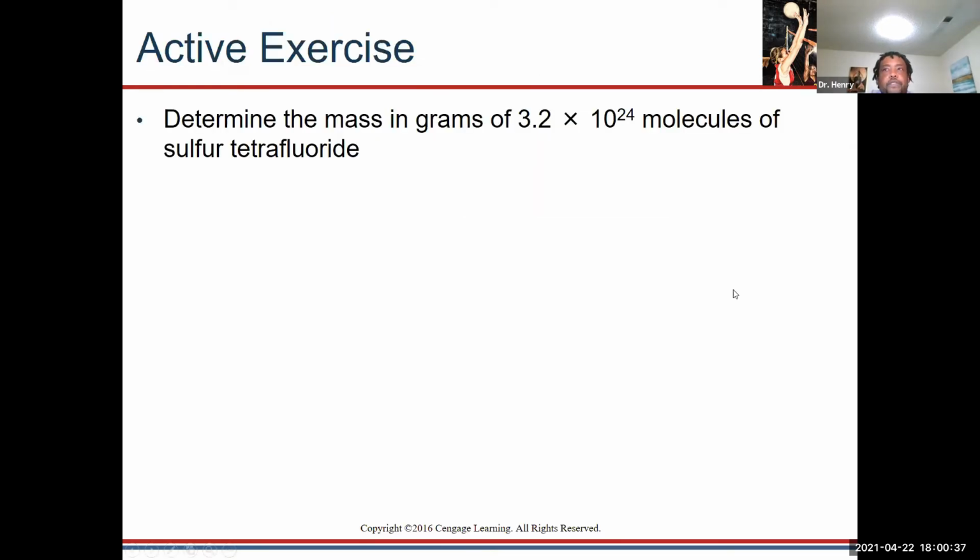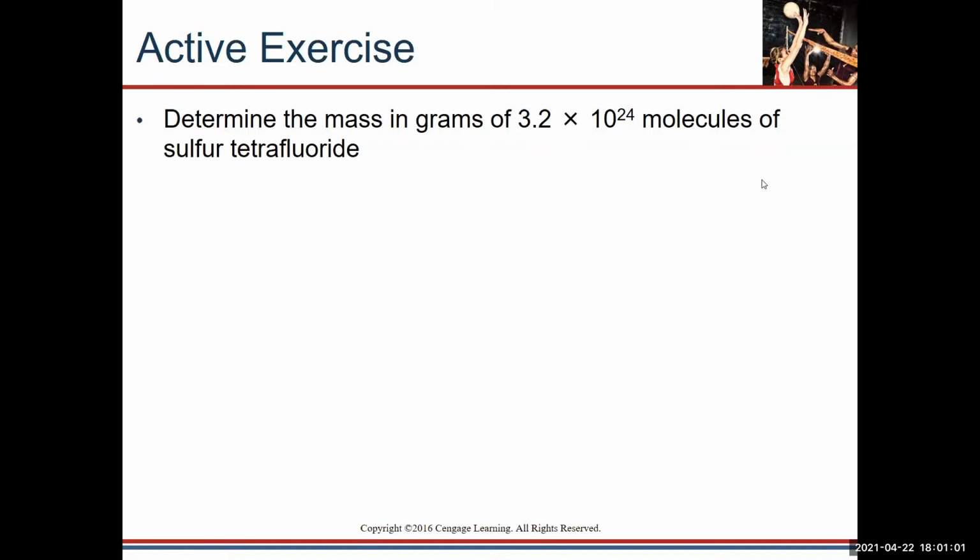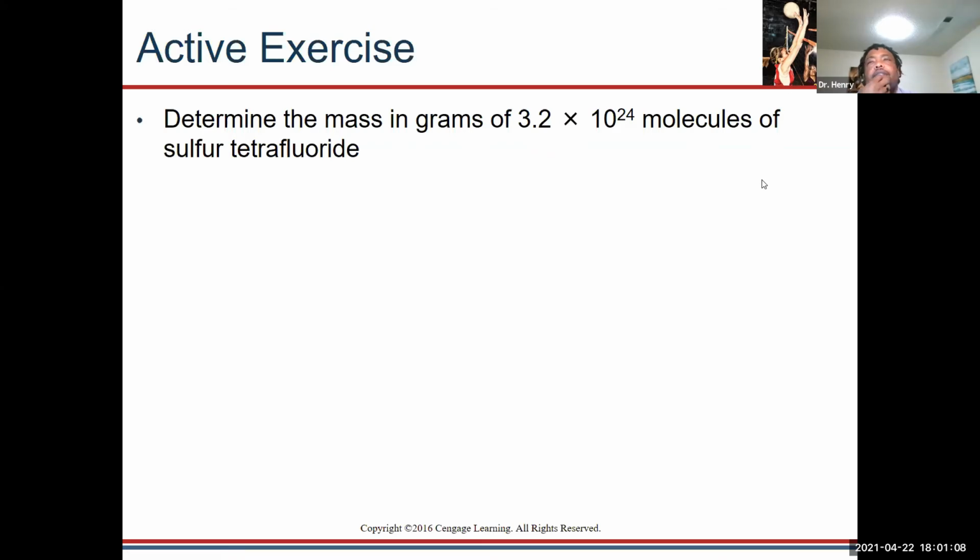Okay, so let's see if you guys can test those skills. Determine the mass in grams of 3.2 times 10 to the 24th molecules of sulfur tetrafluoride. So where am I going to start? By writing the chemical formula of sulfur tetrafluoride. So what is the chemical formula?